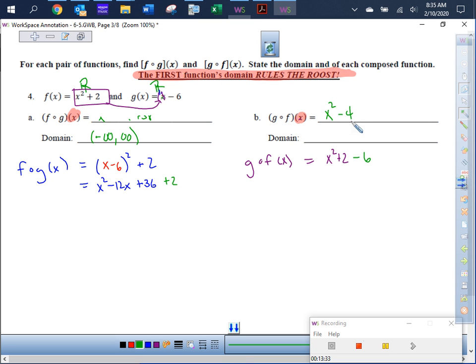Don't factor it. Don't do any of that. There's nothing that needs to cancel. We don't have a fraction where we're trying to say, well, that's a difference of squares. There's no need to clean that up any further.